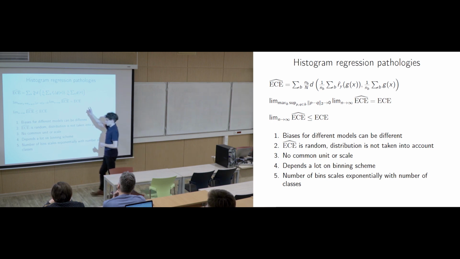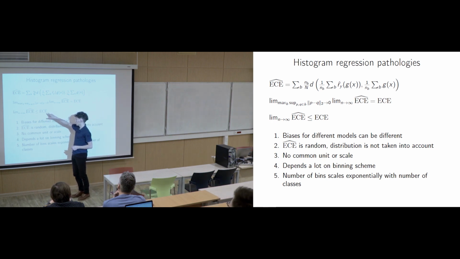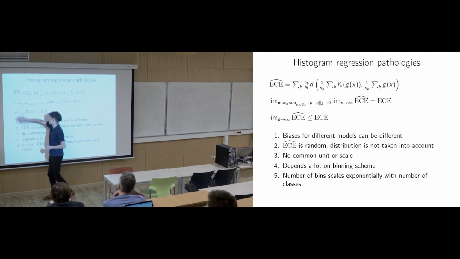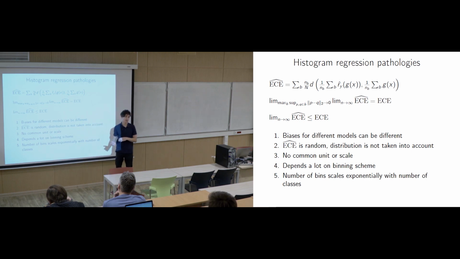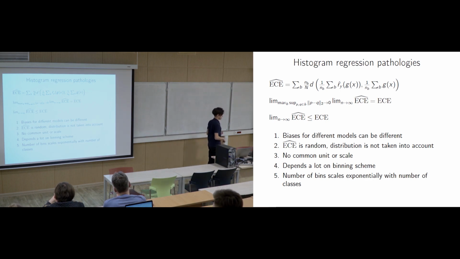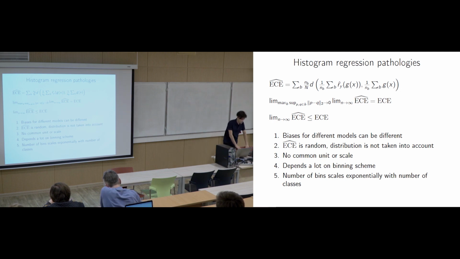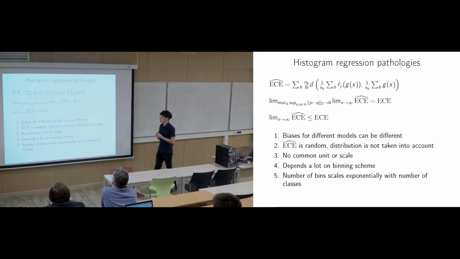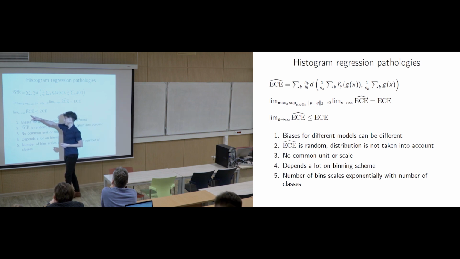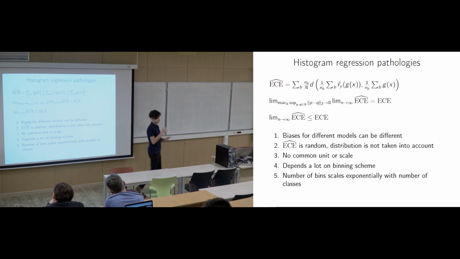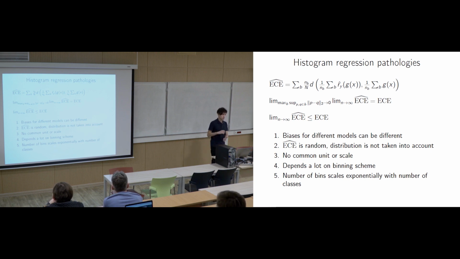So for one model G, you can get one bias here, like one difference between ECE and your estimate. Disregard this part. But for another model, you can get a different bias. So if you compare the values of your estimator for different models, you cannot be sure whether you are measuring calibration error or whether you are measuring the bias of your estimator. In addition to that, when you resample your data, you get different values of the ECE estimate, and you don't really take the whole distribution of values into account. You just have a single estimate.